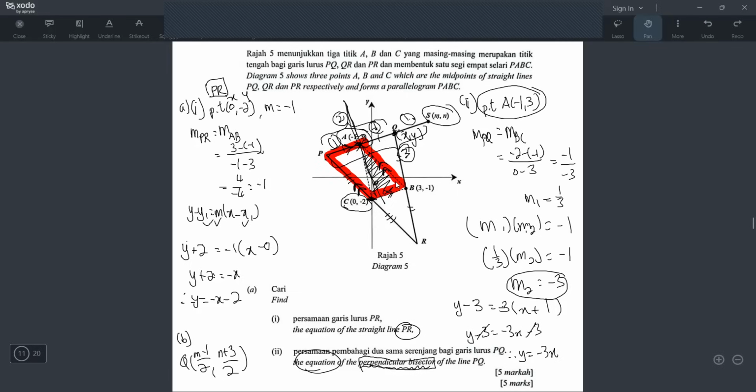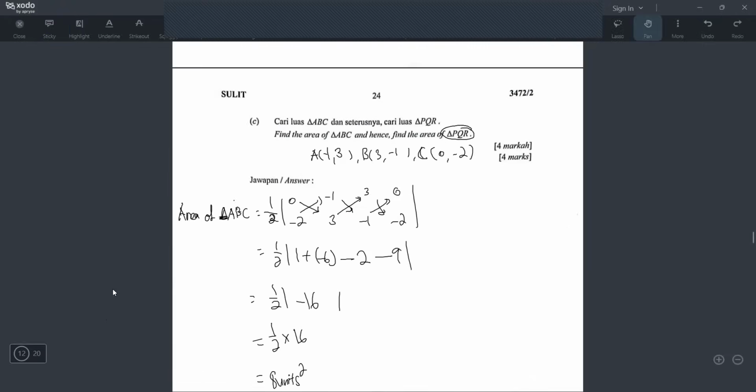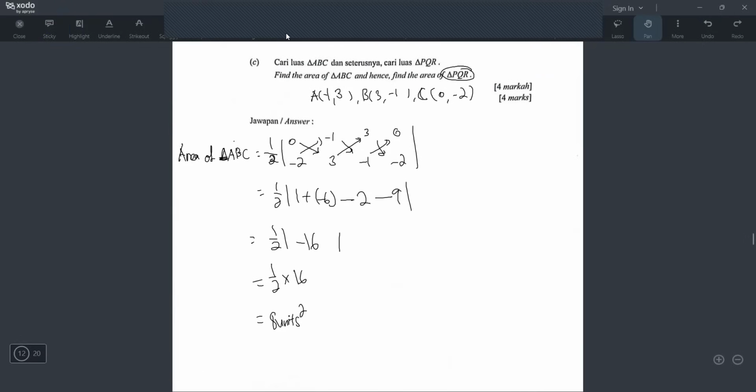Can you see how many times the PQR triangle is the ABC triangle? The ABC triangle is this size, from here to here like this, right? So the PQR triangle is actually this triangle. How many times bigger than this? It's 4 times, right? Because it's like this: 1, 2, 3, 4. It means you just take this triangle times 4, then you get the big triangle. So you can do it fast, right? To find the area of triangle PQR, you just take 8 times 4, which is 32 units square.